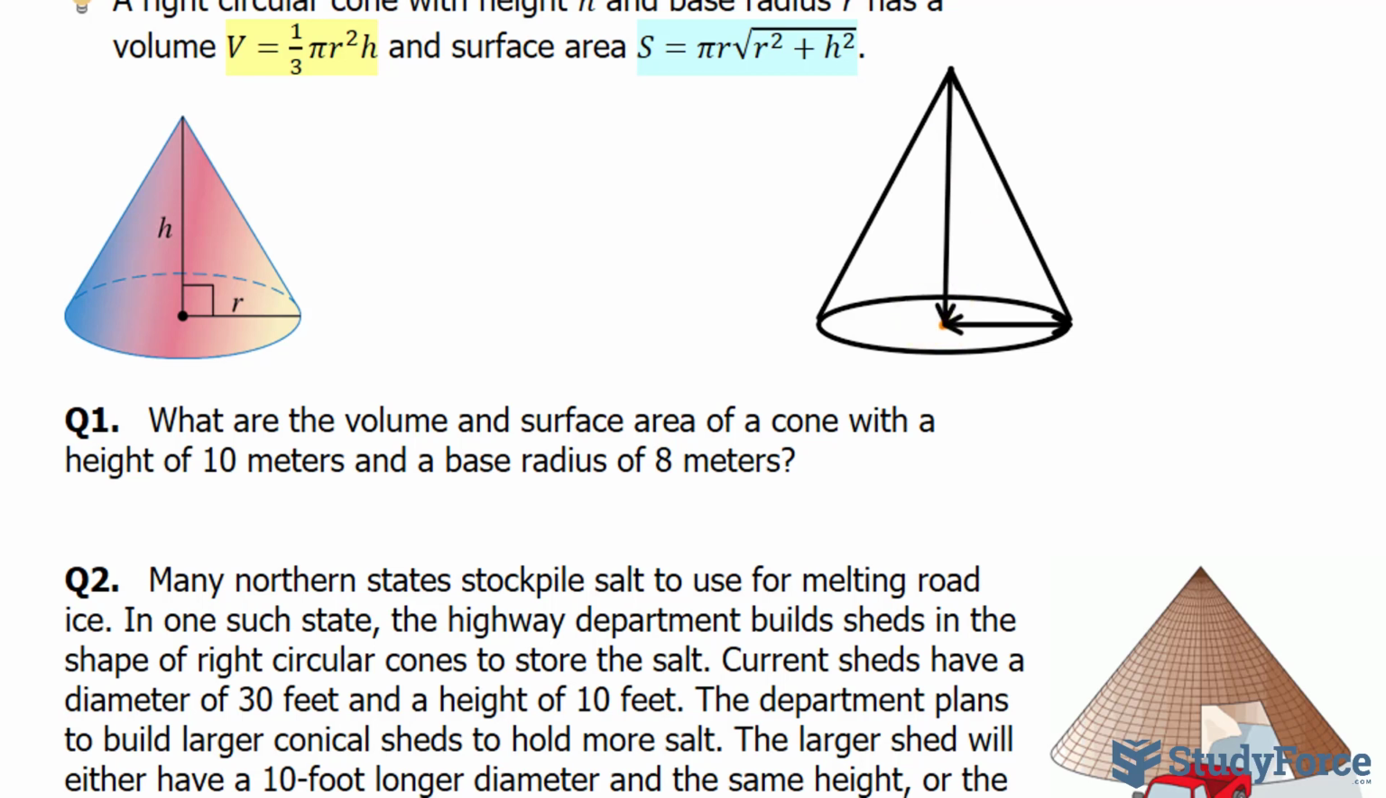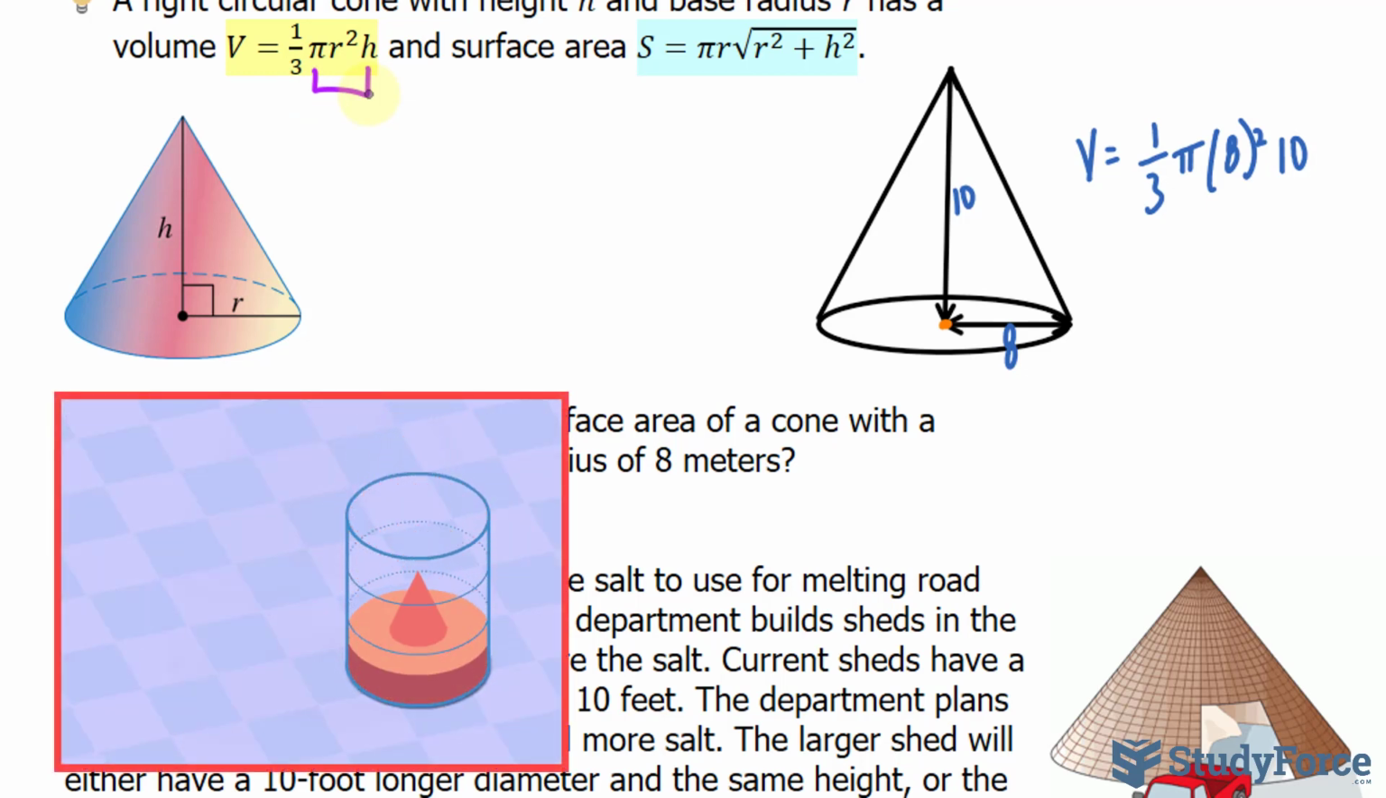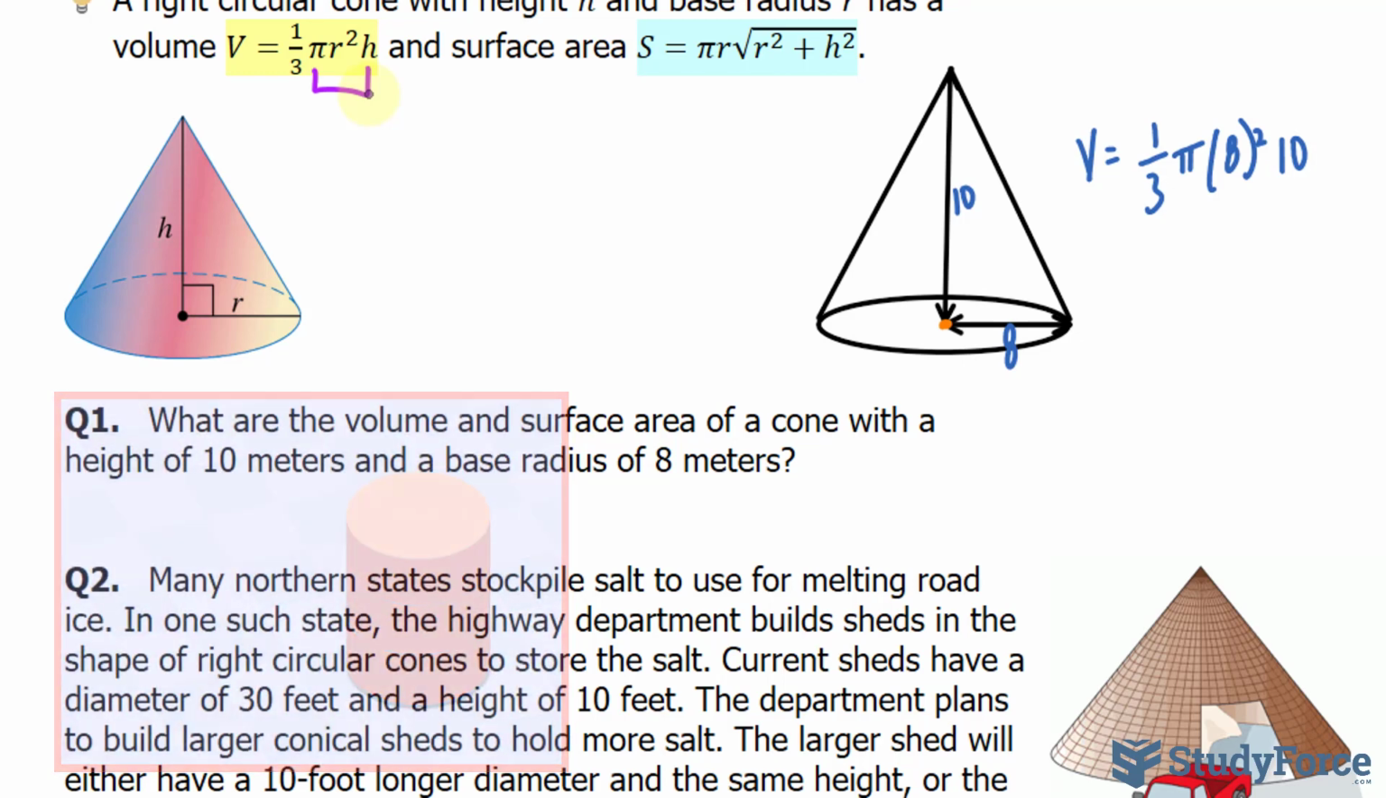So to calculate the volume, and I'll label this as 10 and this as 8, we'll begin with the volume formula. We have a third pi times the radius, which is 8 to the power of 2, times the actual height, which is 10. Now notice something special here: the formula without the third at the beginning is the formula for the volume of a cylinder. This means that 3 cones fit in the same space as one cylinder of the same height and radius. It's very interesting.